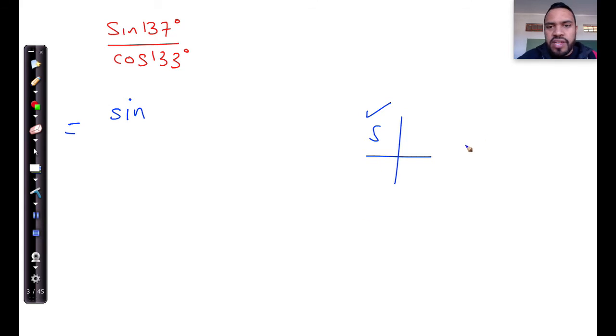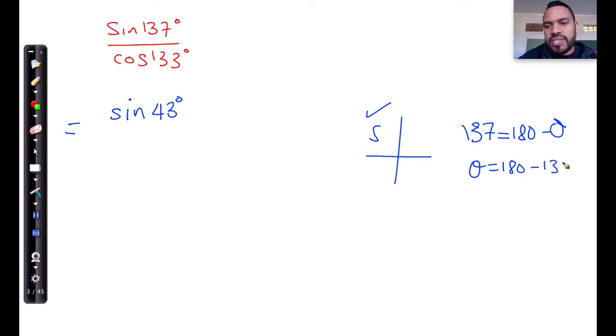So we solve for theta, and that's going to be the given angle 137 is equal to 180 degrees minus theta, right? So that's going to give us that theta is equal to 180 minus 137, which is 43. Okay, and that's going to be sine of 43 degrees. That result of 43 degrees gets put into this over here, all divided by cos of 133.